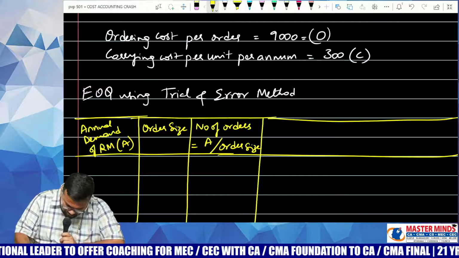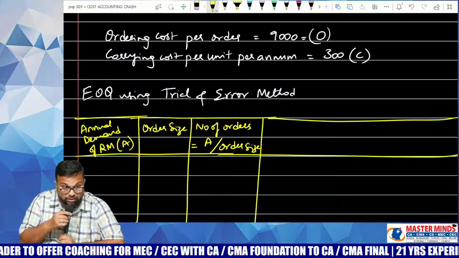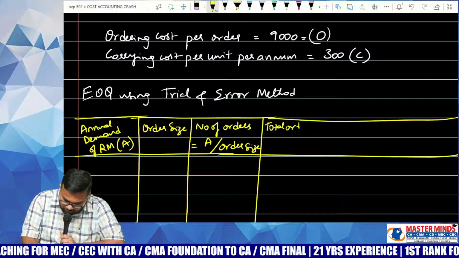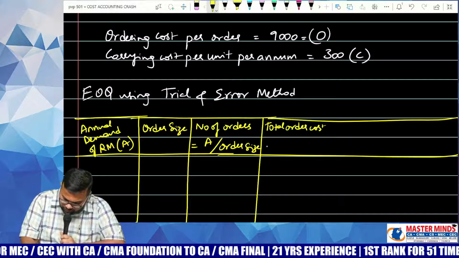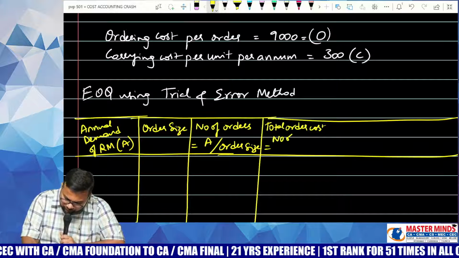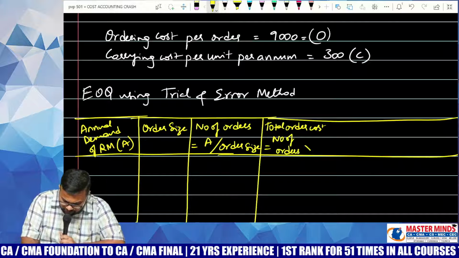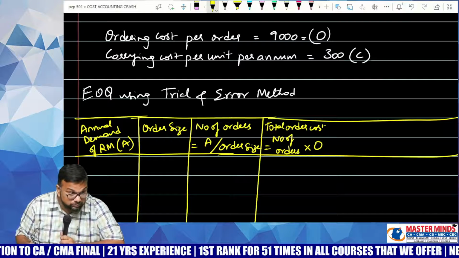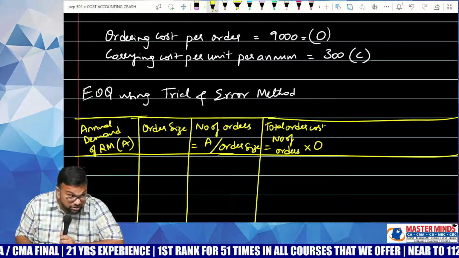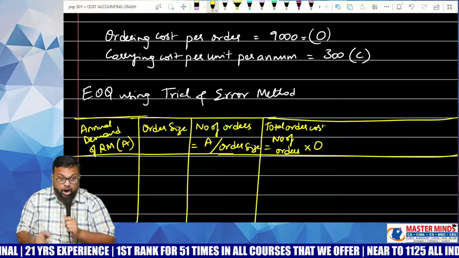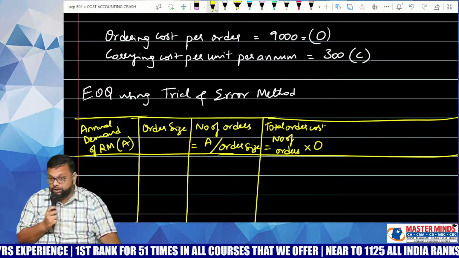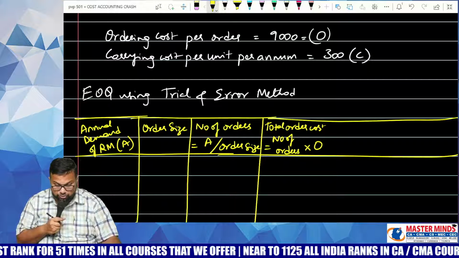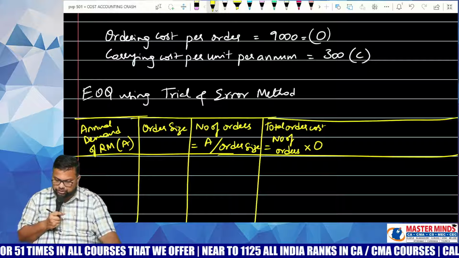Once you have calculated number of orders, then you will calculate total order cost. That is nothing but number of orders into O. Total order cost means number of orders into O, because ordering cost is always expressed per order. So to calculate total ordering cost, we use the formula number of orders into O.